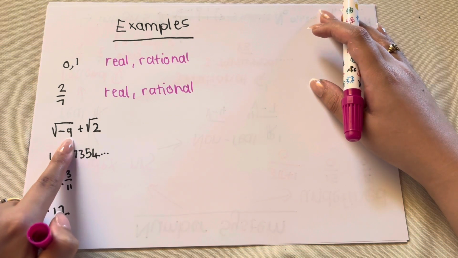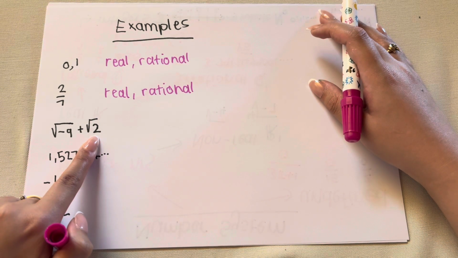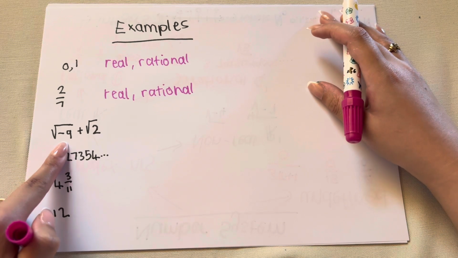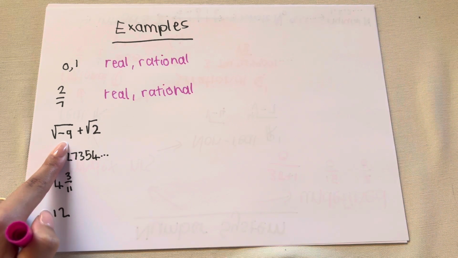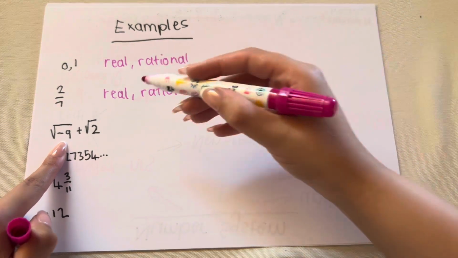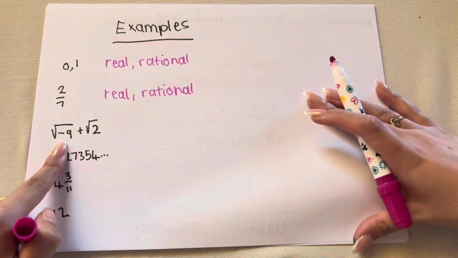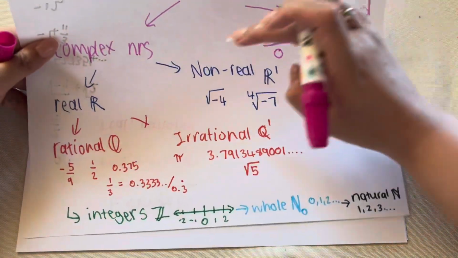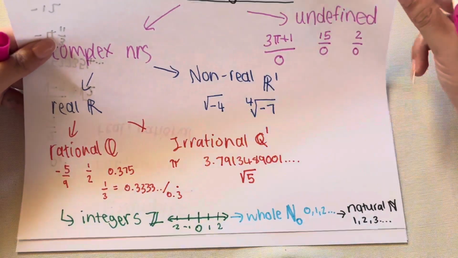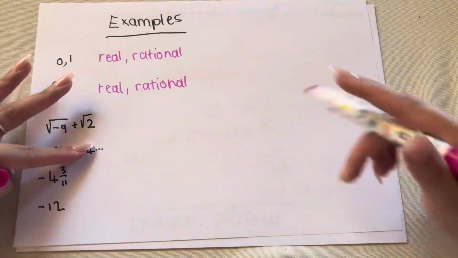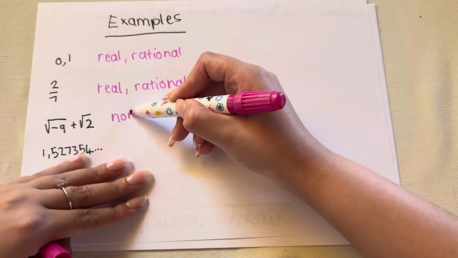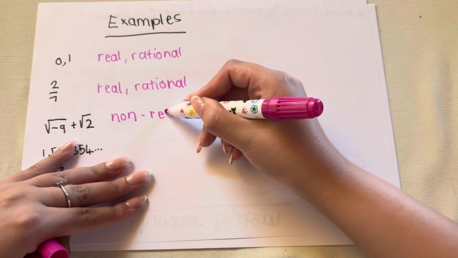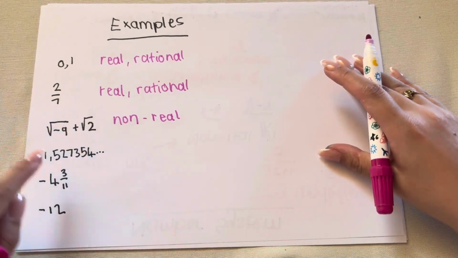The square root of -9 plus the square root of -2. But notice here, the square root of a negative, that is a problem. It's part of the non-real numbers. Just as a reference, remember, non-real is the root of a negative. So this is non-real. And there's no further classification that you need to know for now.